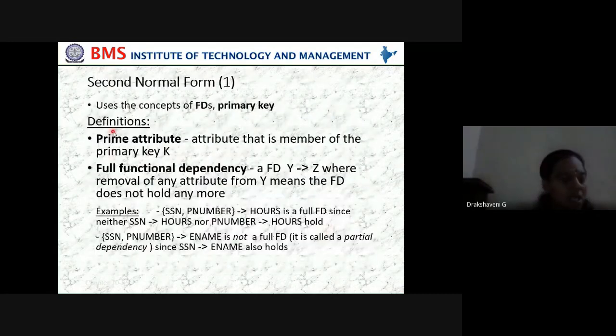Now today we start with the second normal form. What does the second normal form say to us? It uses the concept of functional dependency and primary key. In the definition of second normal form, a prime attribute is an attribute that is a member of the primary key. Full functional dependency means Y is functionally dependent on Z, where removal of any attribute from Y means the functional dependency does not hold any more.